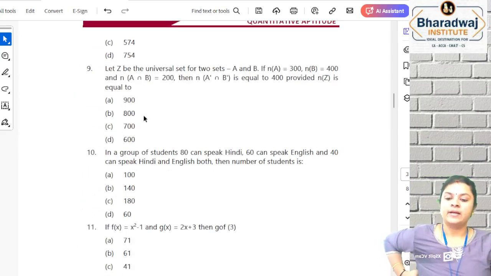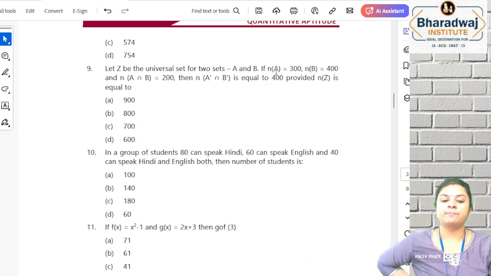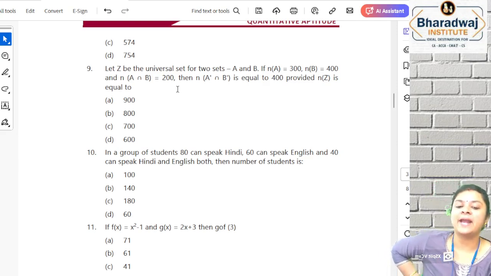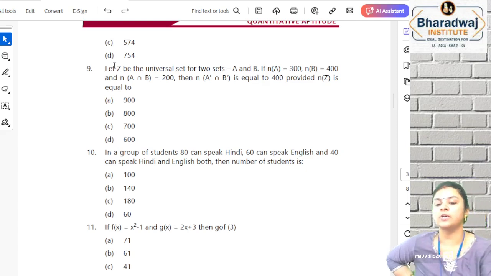Next, let Z be the universal set for 2 sets A and B. N of A is 300, N of B is 400, A intersection B is 200. In the formula, we have seen everything in probability. Same formula only. Instead of P of A, you are going to use N of A. No difference in the formula. Then N of A dash intersection B dash is equal to 400, provided N of Z is nothing but the total value, where Z is the universal set.